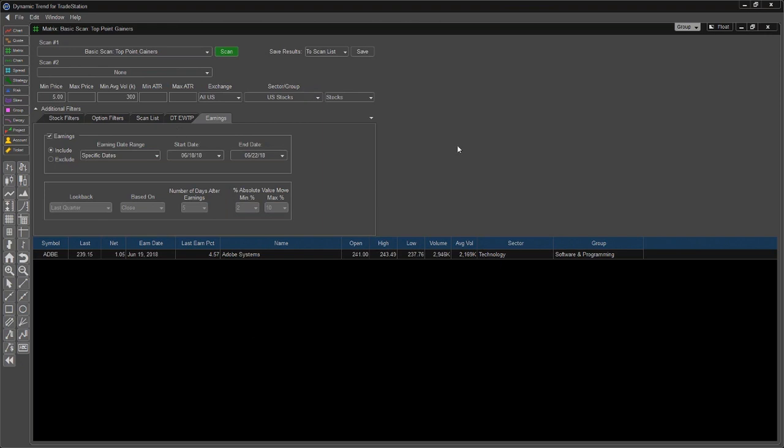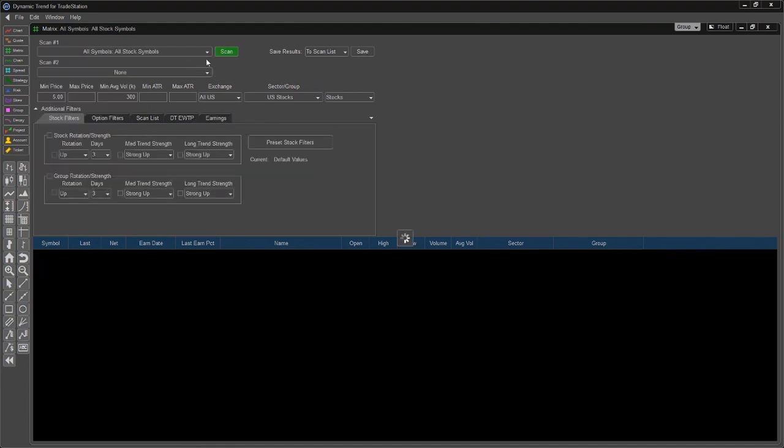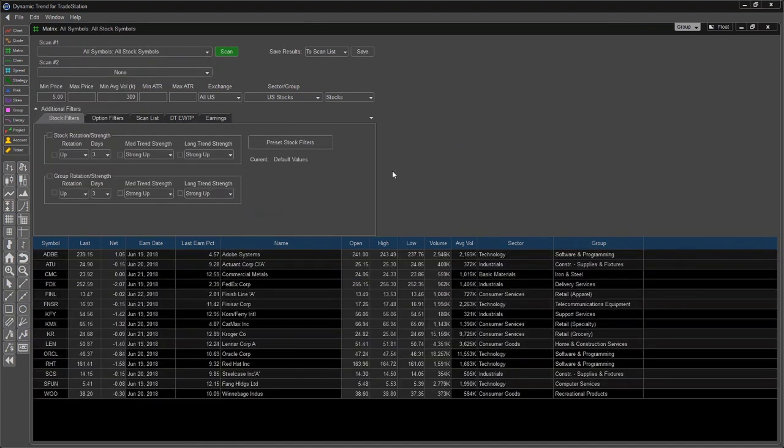Okay. Now, because this is partly a training video, remember, anytime you're going to do simple earnings scans, make sure you set your symbols to all stock symbols. Those were just top point gainers. Adobe was a top point gainer and had earnings that week, but these are all the rest of the symbols that have earnings that week. Of course, here's the earnings date for them, and you can see where that particular earnings is for those.